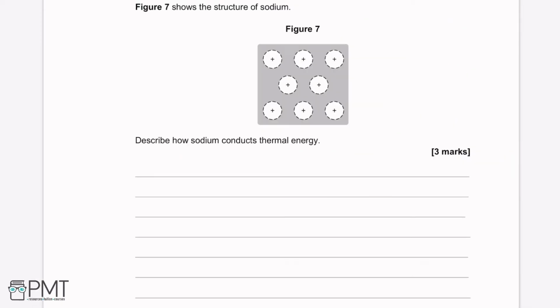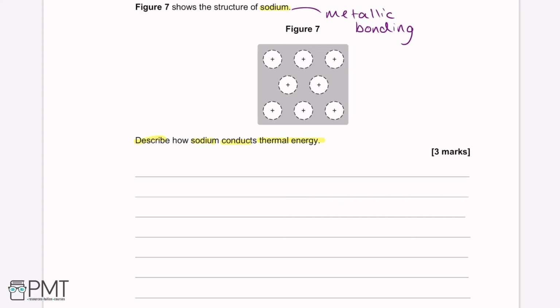Figure 7 shows the structure of sodium. Describe how sodium conducts thermal energy. So, sodium is a metal, so it contains metallic bonding. And that metallic bonding is what we can see in figure 7. So we can see rows of positive ions. So here these are our Na plus ions. And surrounding those positive metal ions is a sea of delocalized electrons.